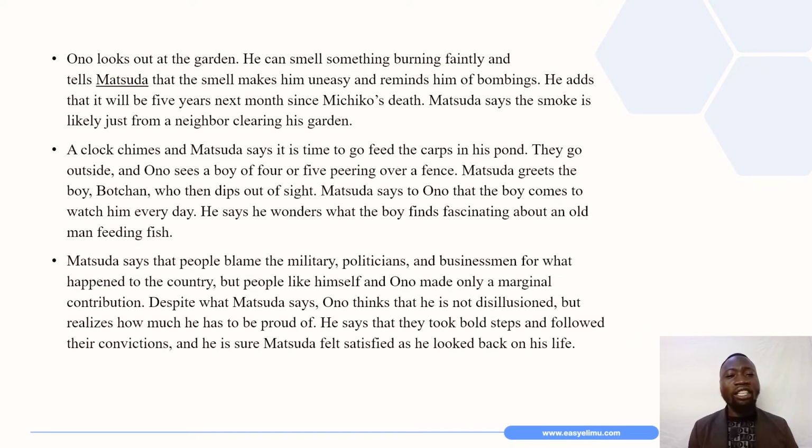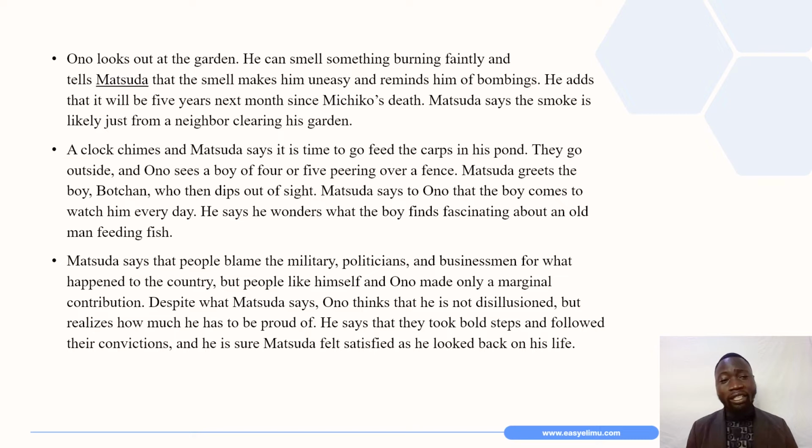So Ono looks out at the garden, that is Masuda's garden, then he can smell something burning faintly and tells Masuda that the smell makes him uneasy and reminds him of bombings. So again, that is why we say that the smell of burning in this novel is used symbolically, as it refers to the bombings that happened during the war. Ono adds that it will be 5 years next month since Michiko's death, that is his wife.